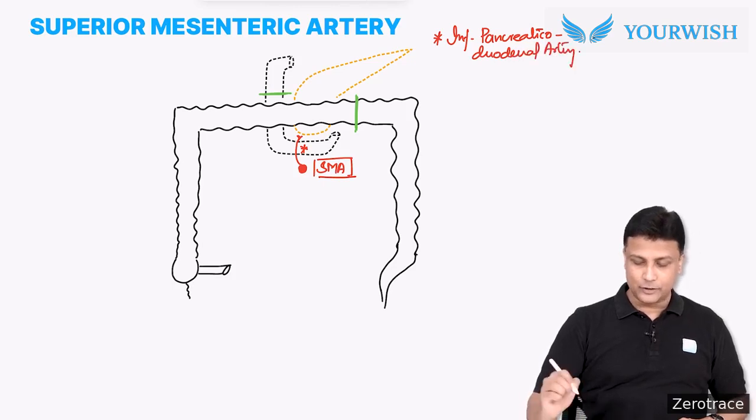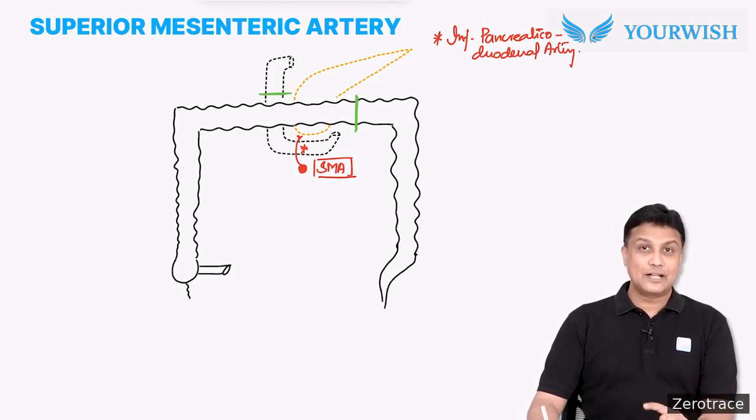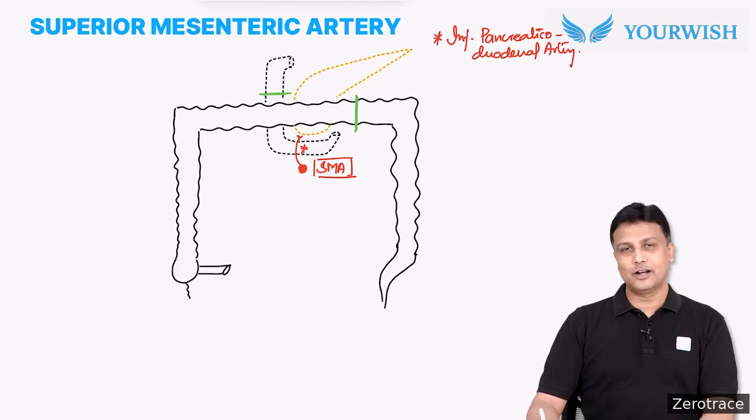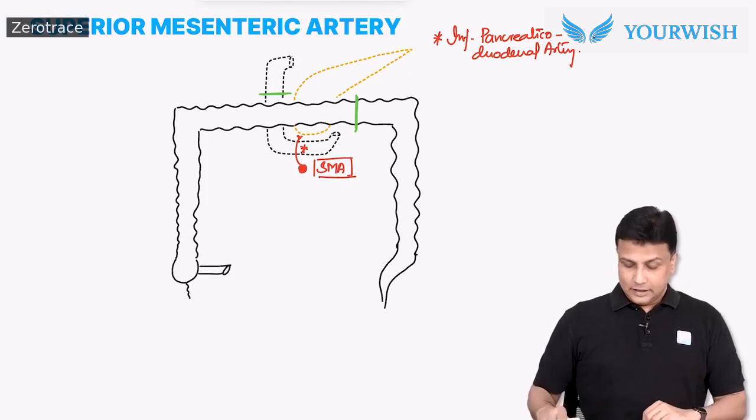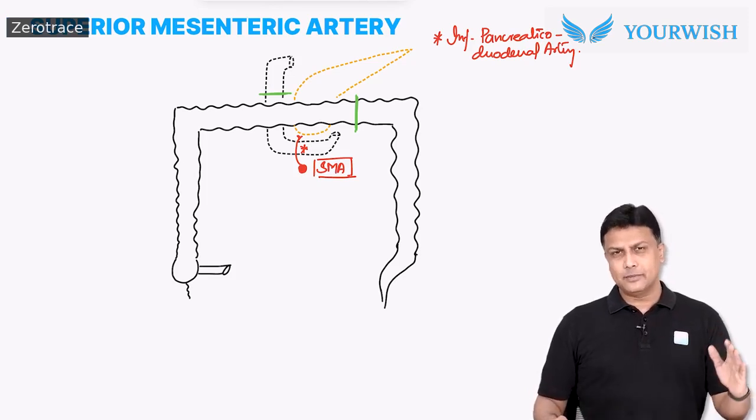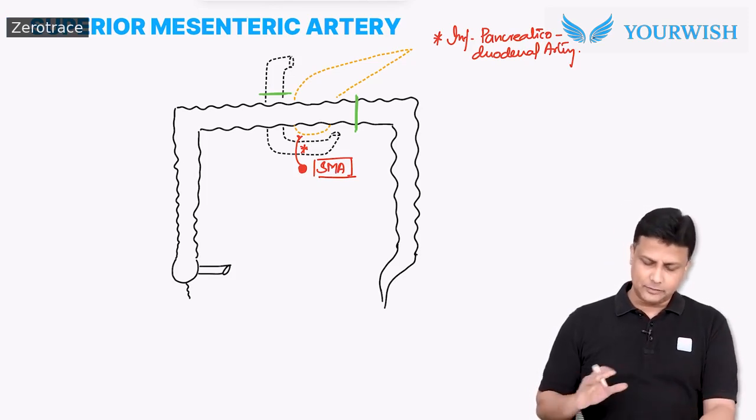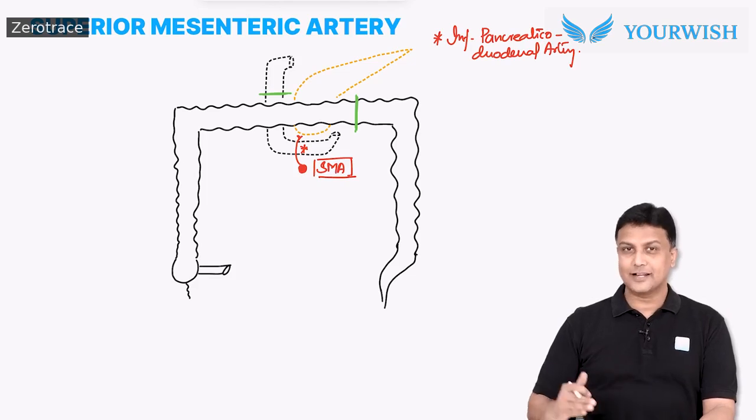Inferior pancreatico-duodenal artery. Remember, it is a branch of superior mesenteric artery. Don't get confused there. Inferior pancreatico-duodenal artery, it is a branch of superior mesenteric artery. Number one. Now, by this you can clearly see that the remaining parts of duodenum and the pancreas will be taken care here. Fine. Now let us take our journey ahead.